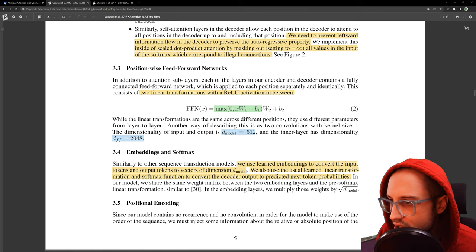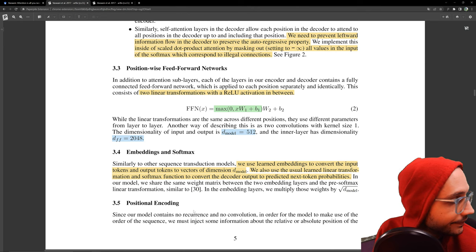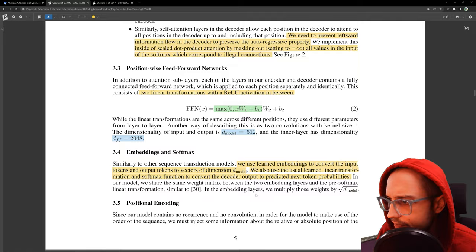Okay, in our model, we share the same weight matrix between the two embedding layers and the pre-softmax linear transformation. In the embedding layers, we multiply those weights by the square root of d_model. So this is the scaling.